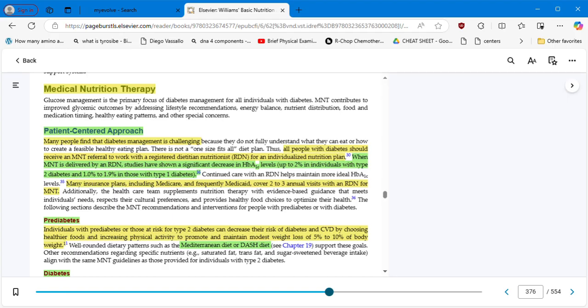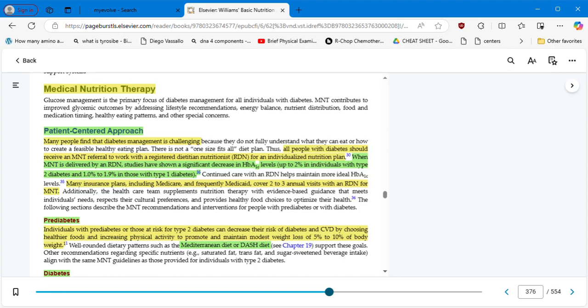Of course, it's challenging. You see too many factors, many doctors. You need to take care of the psychological factor, the nutritional factor, the monitoring, the side effects of the medication, how to use the glucometer, how to inject the insulin, management of hypoglycemia, management of hyperglycemia. It's not easy. All people with diabetes should receive a medical nutrition therapy referral to work with a registered dietitian nutritionist, and good luck if the insurance covers this visit. Yes, it's the truth. For an individualized nutrition plan.